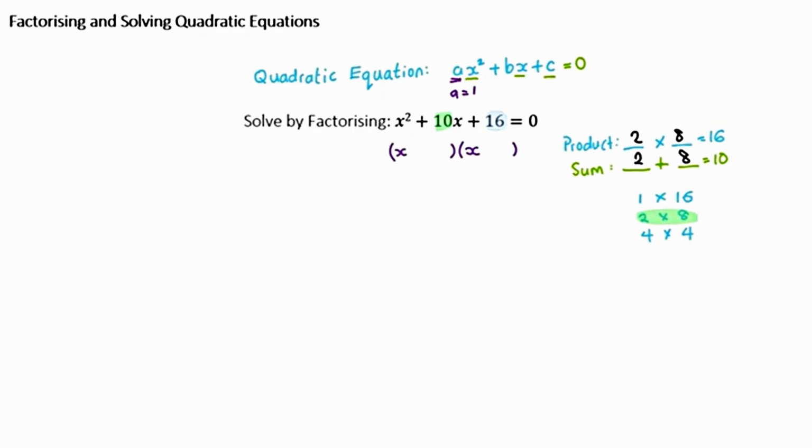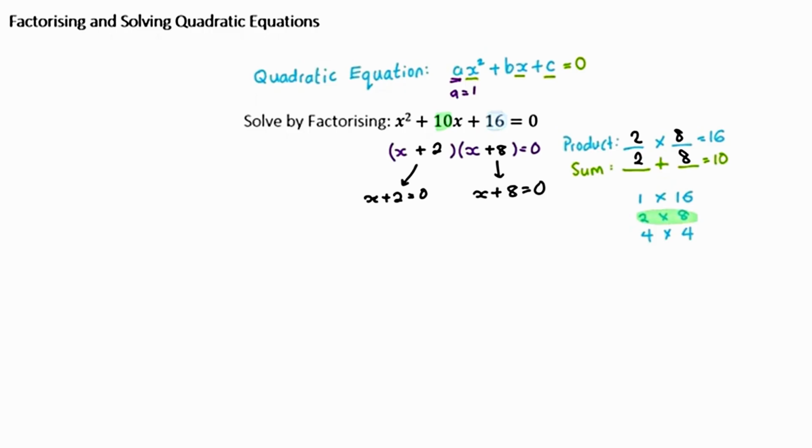And what we are going to do is simply put plus 2 in the first bracket and plus 8 in the second bracket. And this equation is equal to 0. So we can now separately equate both brackets to 0. In the first bracket, we have x plus 2 is equal to 0, and in the second bracket, we have x plus 8 is equal to 0. And we can now solve these separately in order to get our solutions for x.